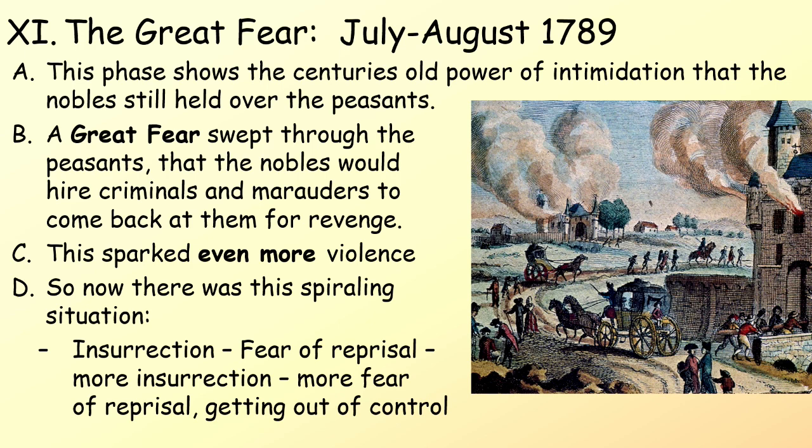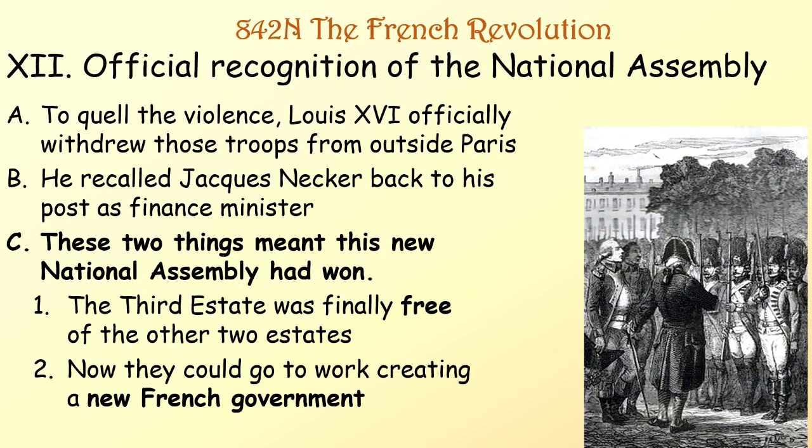A great fear swept through the peasants that the nobles would hire criminals and marauders to come back at them for revenge for what they had done. And this sparked even more violence. So now there is this spiraling situation: insurrection, fear of reprisal, therefore more insurrection, and therefore more fear of reprisal, getting out of control.